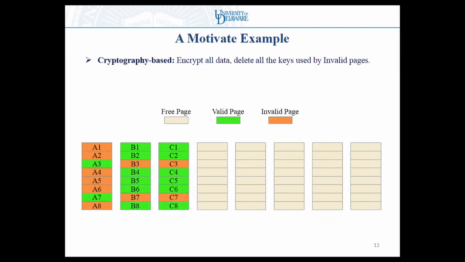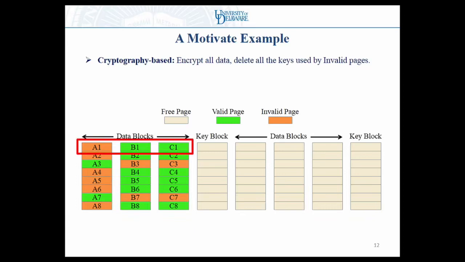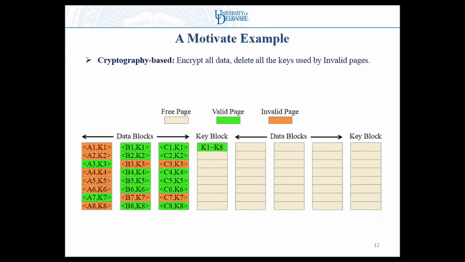The next approach that came to my mind is, why not encrypt data and then delete the keys of invalid pages? If I store one key per page, the overhead is going to be a lot. So why not group pages together? In this case, we group the pages at the same position in the block together and encrypt all of these pages with one key. So for example, in this case, we only need 8 keys for all of our data.